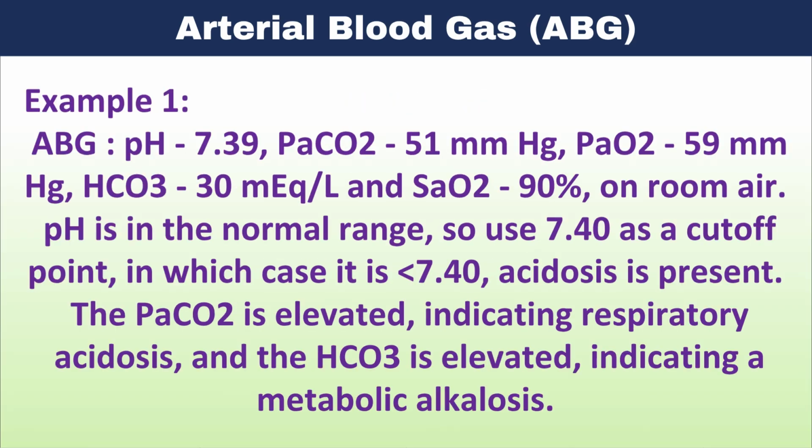The pH is in the normal range, so use 7.40 as a cutoff point. So the pH less than 7.40 shows acidosis. Partial pressure of carbon dioxide is elevated, indicating respiratory acidosis, and the bicarbonate is elevated, indicating metabolic alkalosis. The value consistent with the pH is the partial pressure of carbon dioxide. Therefore, this is primary respiratory acidosis. The bicarbonate is inconsistent with the pH as it is elevated, indicating a metabolic alkalosis.